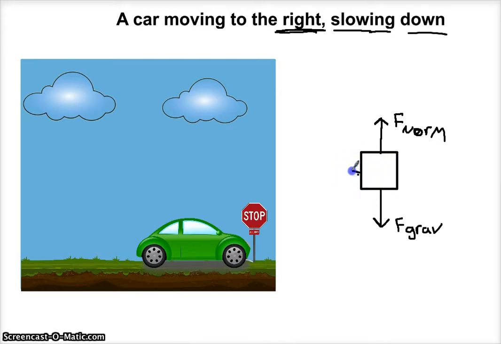Our situation doesn't say anything about brakes or motor, so we're going to assume that it's just coasting to a stop. And what force is slowing that down is the force of friction. So we're going to draw an arrow opposite the direction that the car was moving. This is where that right comes in handy here. The car was moving to the right, which means our force of friction is in the opposite direction, going to the left.